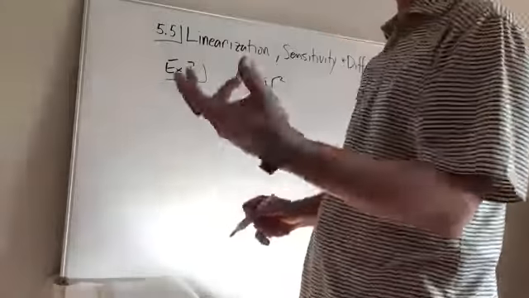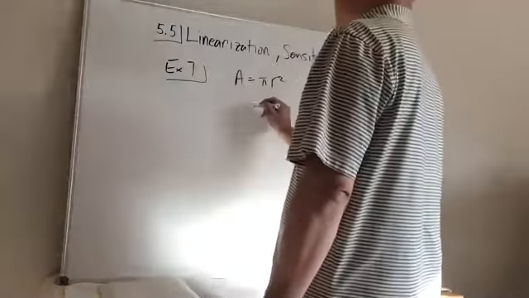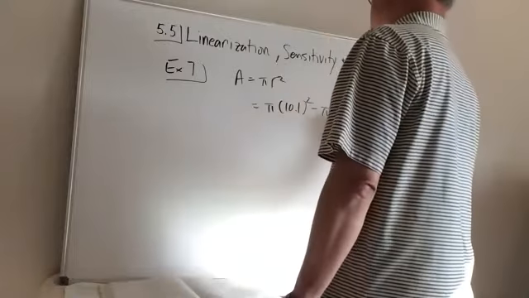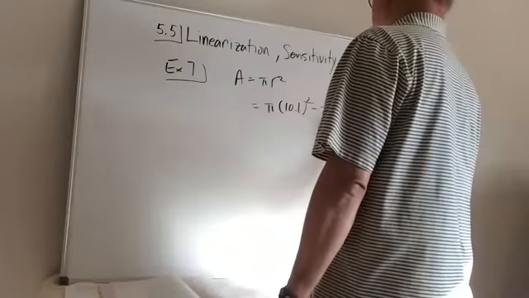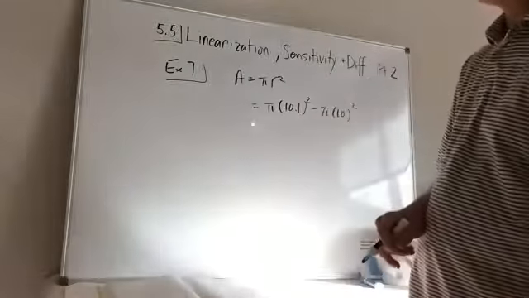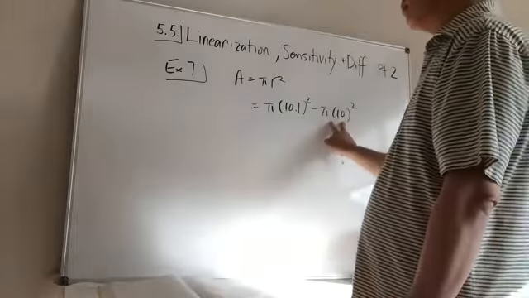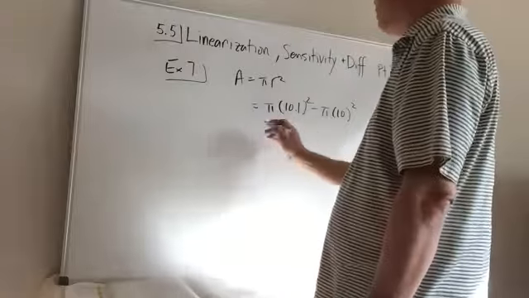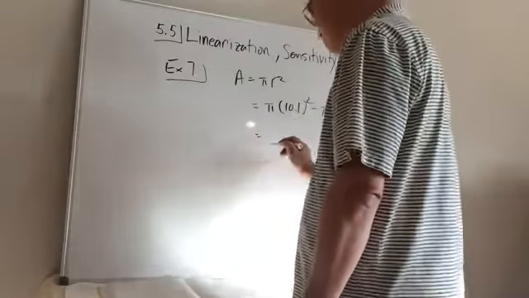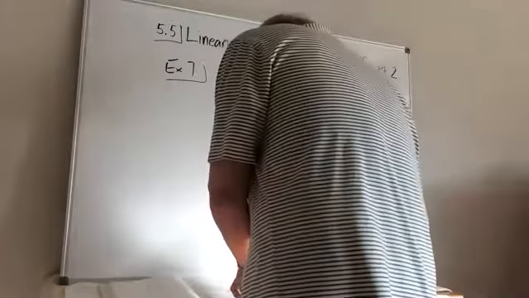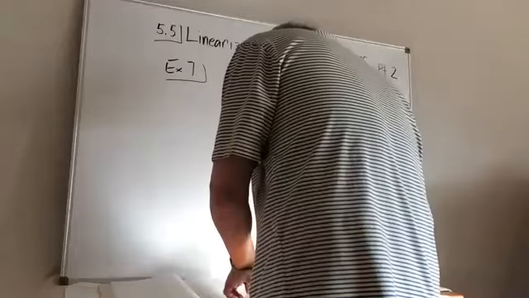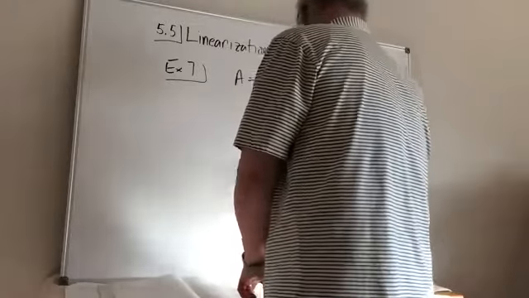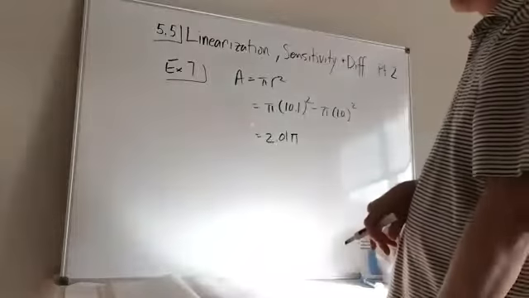So the true change is 10.1 squared minus 10 squared, correct? Because this is the original. This is the new one. We're just finding the difference, right? If you do this, you're going to get what? The book said if I do this, I get 2.01 pi. Okay?